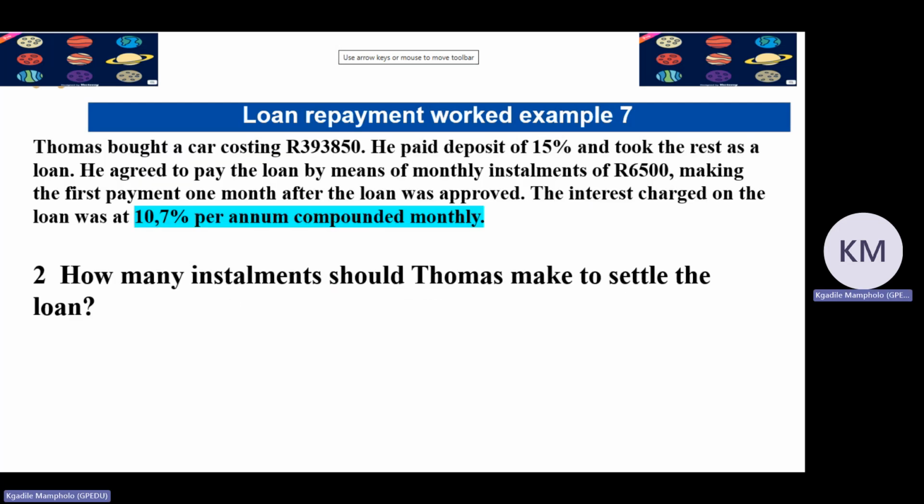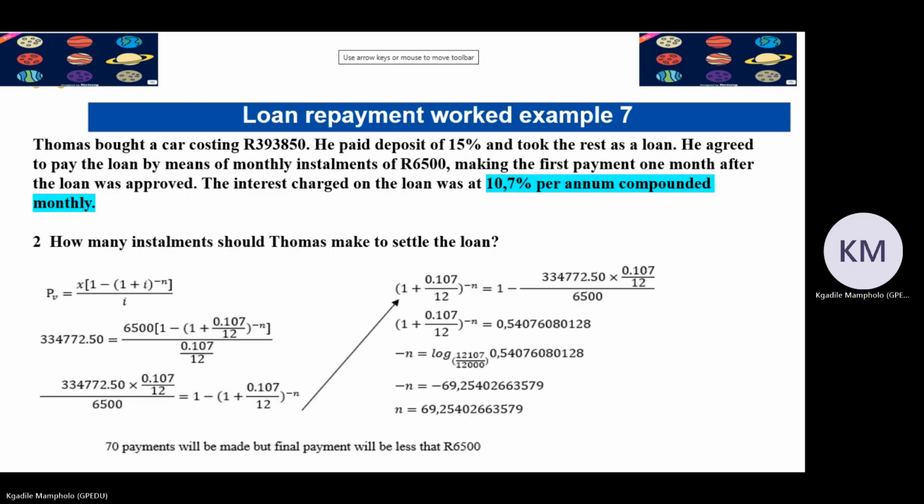Calculate how many installments Thomas makes to settle the loan. Remember, we calculated the loan, where we subtracted the 15%. The answer is this one, and this is the installment. Then we are calculating n. As we did with the previous one, we cross multiply and get the answer.